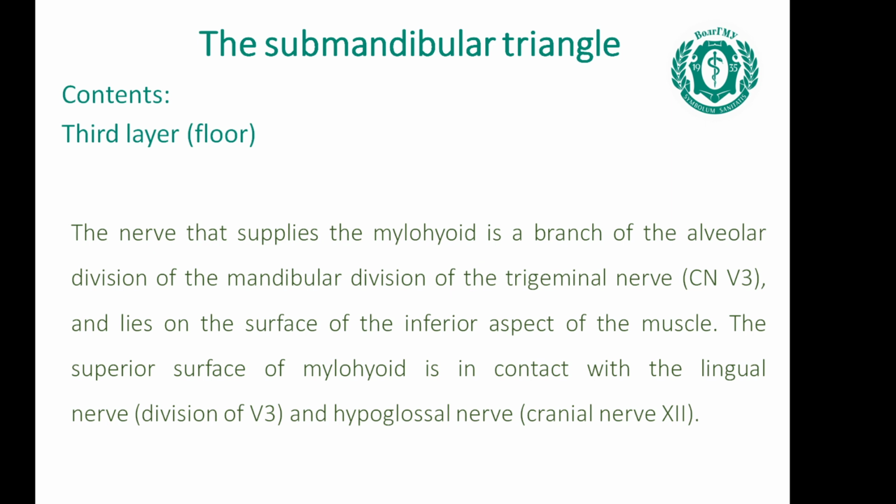The nerve that supplies the mylohyoid is a branch of the alveolar division of the mandibular division of the trigeminal nerve and lies on the surface of the inferior aspect of the muscle. The superior surface of the mylohyoid is in contact with the lingual nerve and hypoglossal nerve.